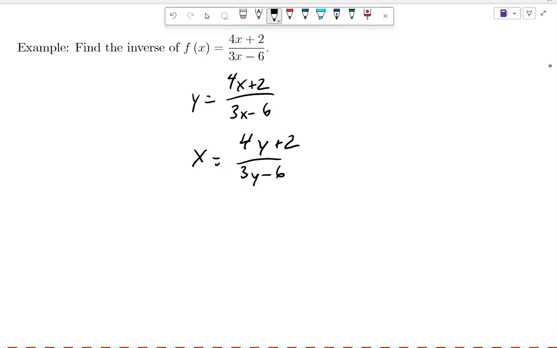And again, after we do this, we want to solve for y, right? What do you think we might want to do first? Do you like that fraction? No. Would you like to get rid of the fraction? Yes. How can you get rid of the fraction? Yeah, let's multiply both sides by the 3y minus 6, right? Get rid of your fraction. Sounds like a good plan to me.